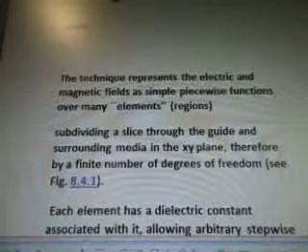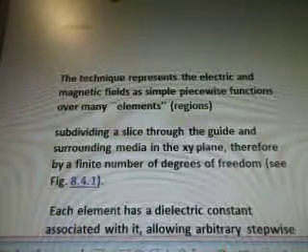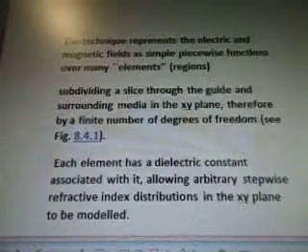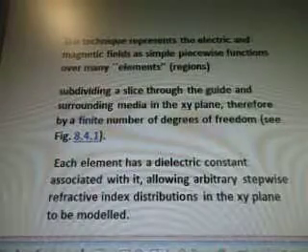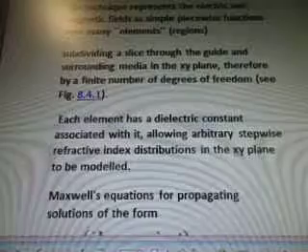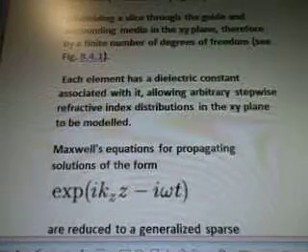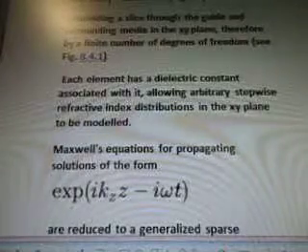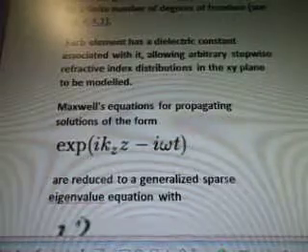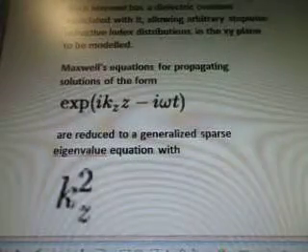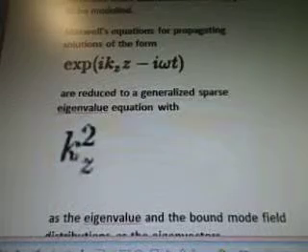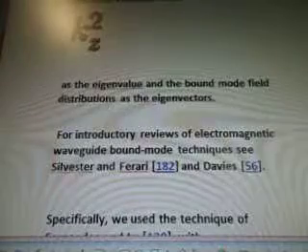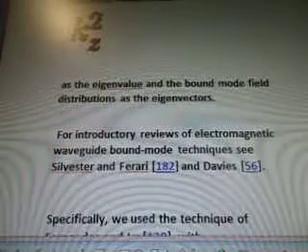Okay, the technique represents the electric and magnetic fields as simple piecewise functions over many elements or regions, subdividing a slice through the guide and surrounding the media in the xy plane, therefore by a finite number of degrees of freedom. Each element has a dielectric constant associated with it, allowing arbitrary stepwise refractive index distributions in the xy plane to be modeled. Maxwell's equations for propagating solutions of the form, there's the equation there, are reduced to a generalized sparse eigenvalue equation with that equation there as the eigenvalue in the bound mode field distributions as the eigenvectors.